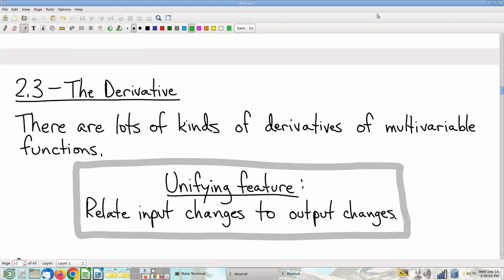Okay, so here's what we're going to talk about today, section 2.3. We're not going to finish 2.3 today. It's just not going to happen. Too much stuff. But we're going to start into talking about some actual multivariable calculus for the first time today here in the middle of the third week of classes.